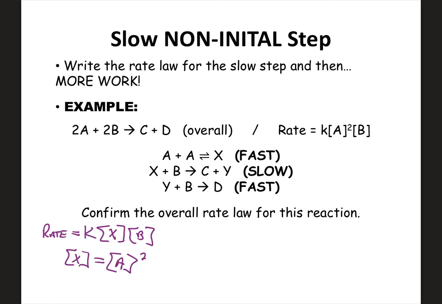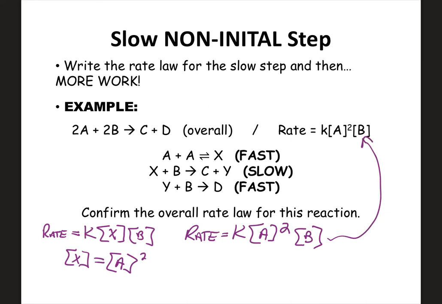Do you see how we just looked at the first step and said, oh, well, A plus A gives us X, so the concentration of A squared would be the same thing as the concentration of X? So basically, you're just going to substitute in now. When we do that, we get rate equals k, times the concentration of A squared, times the concentration of B, which is still there. So that would be the actual rate law for this particular mechanism, and it does match the rate law that was predicted from the experimentation.